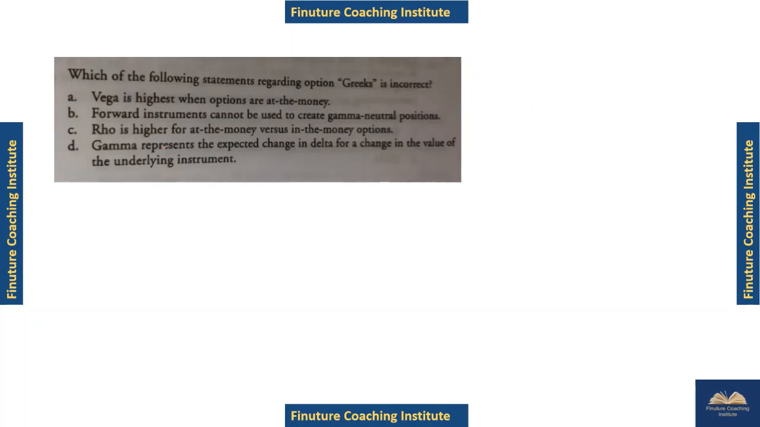We have been asked to identify the incorrect option in this context. Make a note of it. Vega is highest when options are at the money, because volatility sensitivity is higher for at the money options. Forward instruments cannot be used to create a gamma neutral position. Yes, because to create a gamma neutral position, we use options, not a forward instrument. So this is also true.